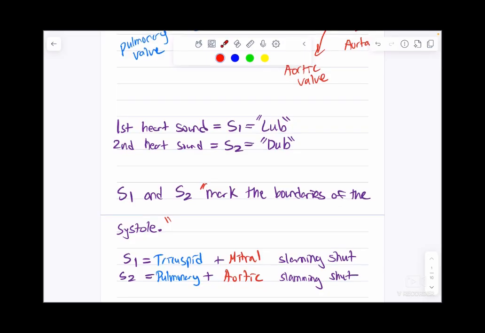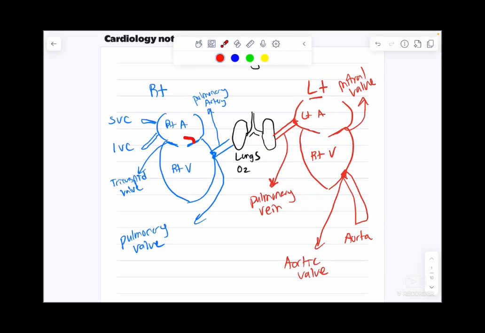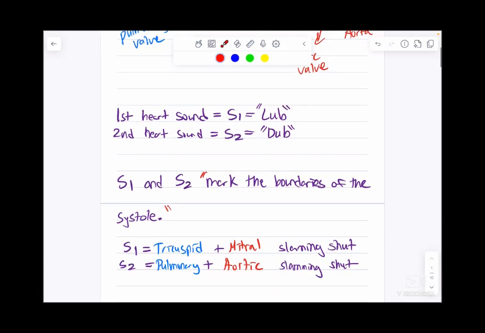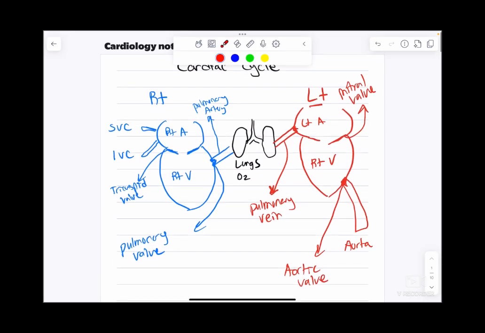S1 is the tricuspid and the mitral valves slamming shut. S2 is the pulmonary and the aortic valves slamming shut.